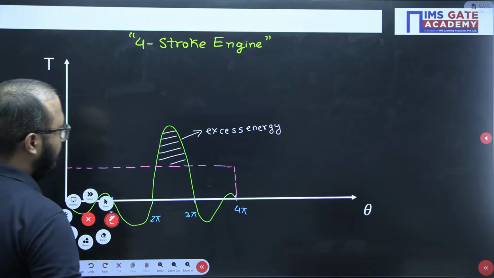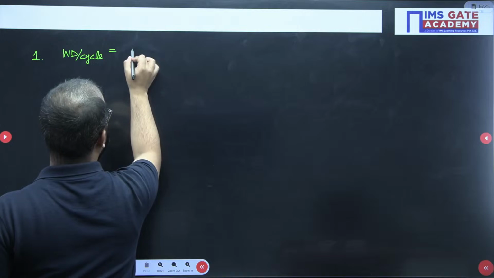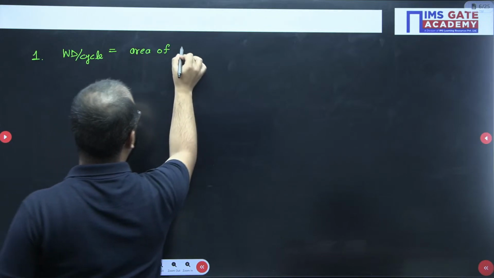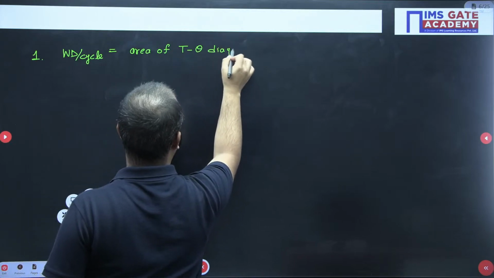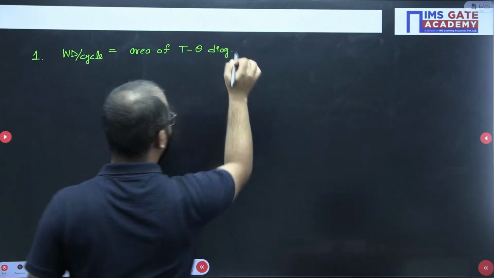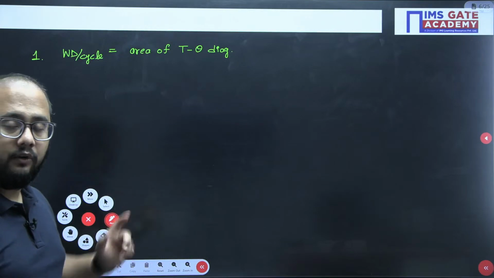Right, work done per cycle. So work done per cycle is what? Area of T theta diagram. Is it clear? Area of T theta diagram. Now this is one way.